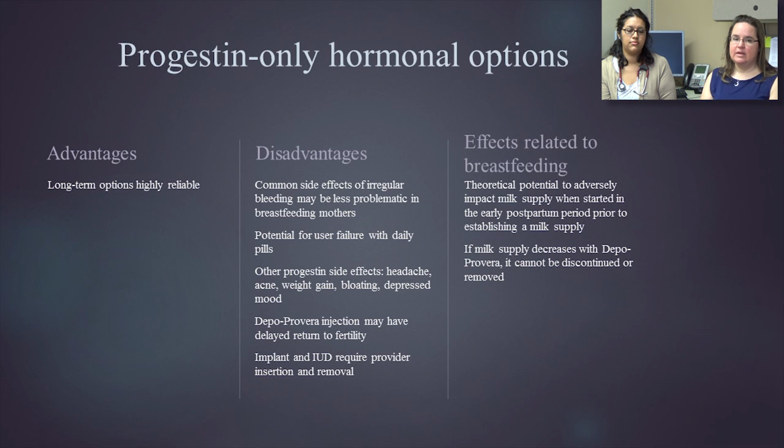Again, like we talked about the Depo-Provera, if we give the injection, after the woman receives the injection, she has a delayed return to fertility. We know that Depo-Provera is good for a 12-week period.